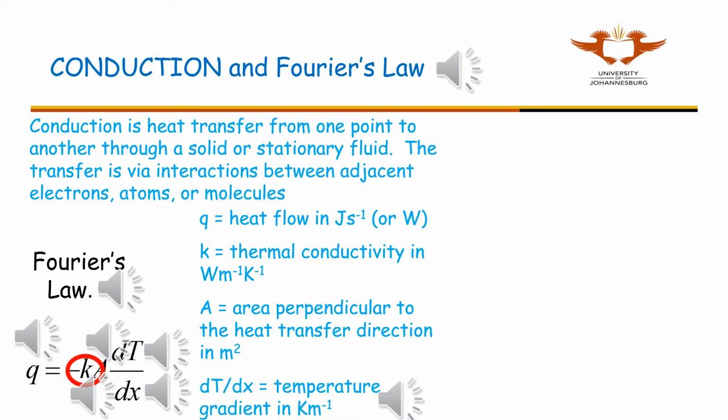K is the proportionality constant, known as the thermal conductivity of the solid, or stationary fluid, through which the heat is being conducted, and it is measured in watts per meter per Kelvin. The negative sign in the equation is multiplied by the slope of the temperature. The slope of the temperature is negative, so Q ends up being positive in the x direction.